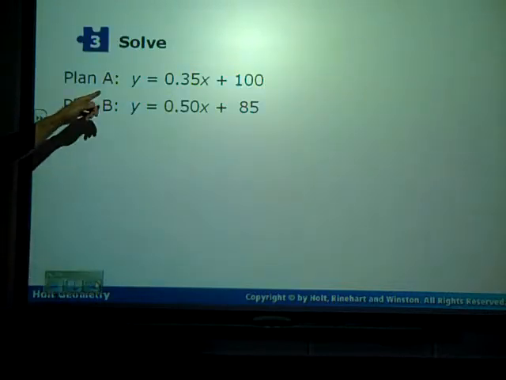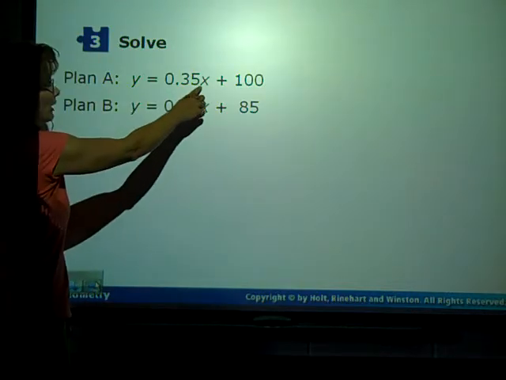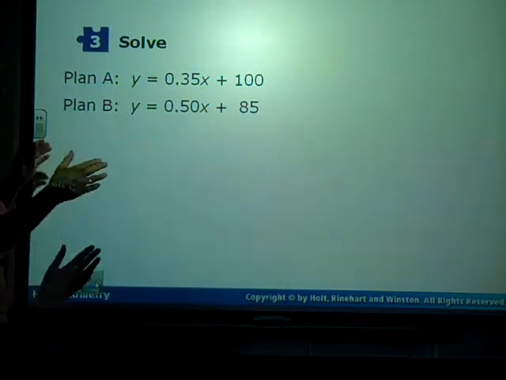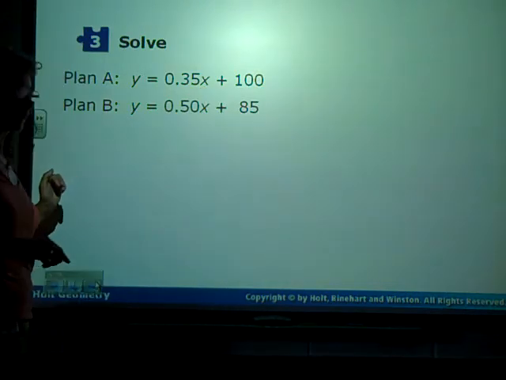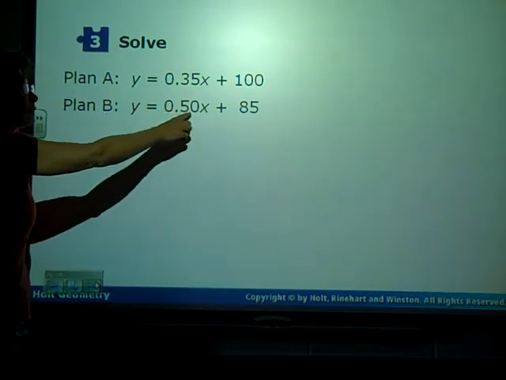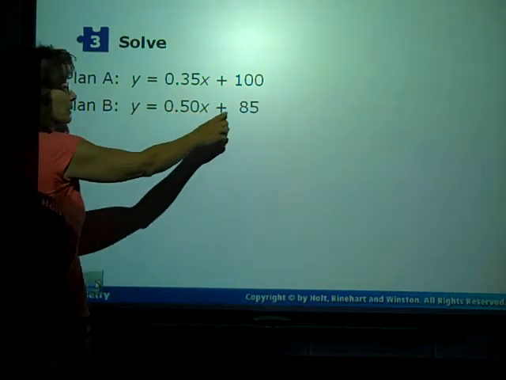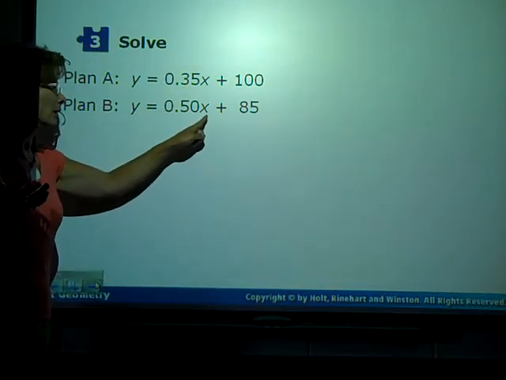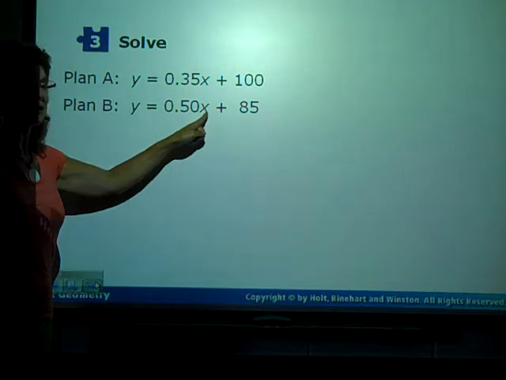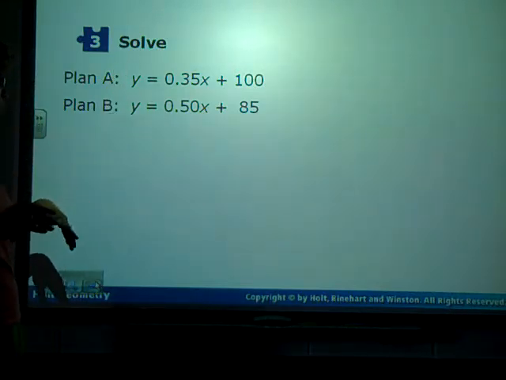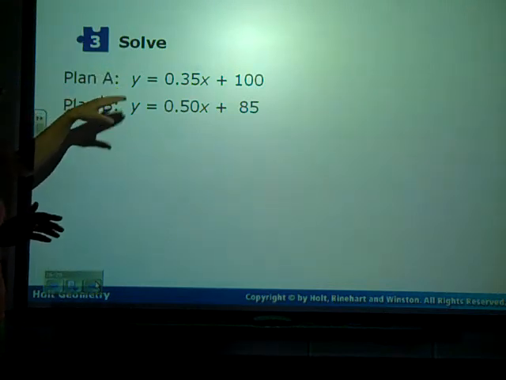See what we got. Plan A, 35 cents a mile, so that's 0.35 times x, or you could put m, I usually do per mile, plus $100 to get the car. Plan B, 50 cents a mile, so 0.50 times x, plus 85. And this x stands for the number of miles, okay? And maybe you just put an m because that makes sense, and a c here for cost. It's kind of weird how they do these things with x's and y's. And we just want to solve this.